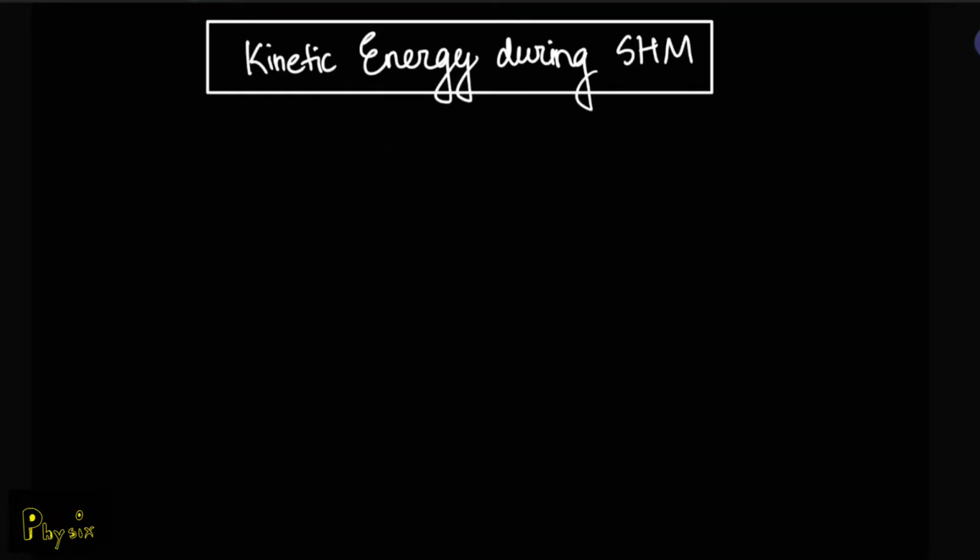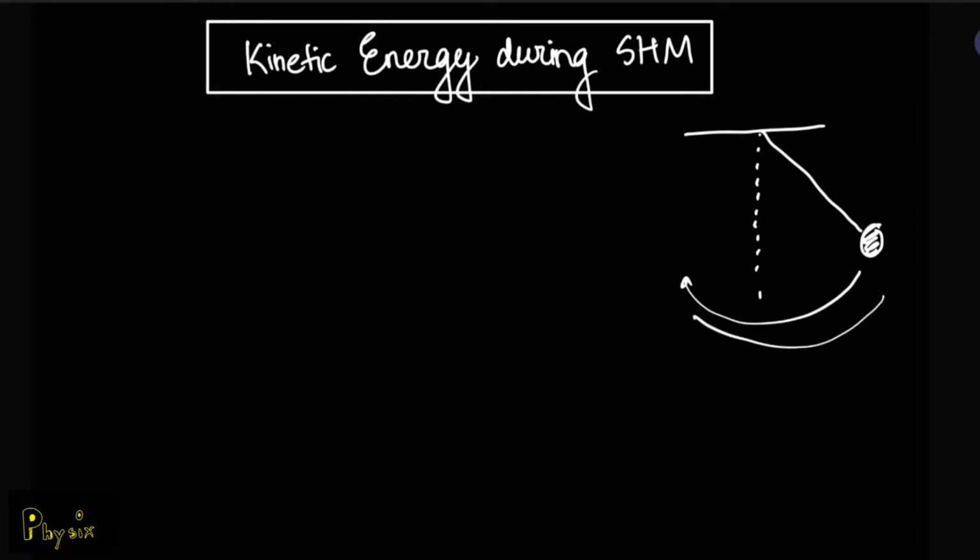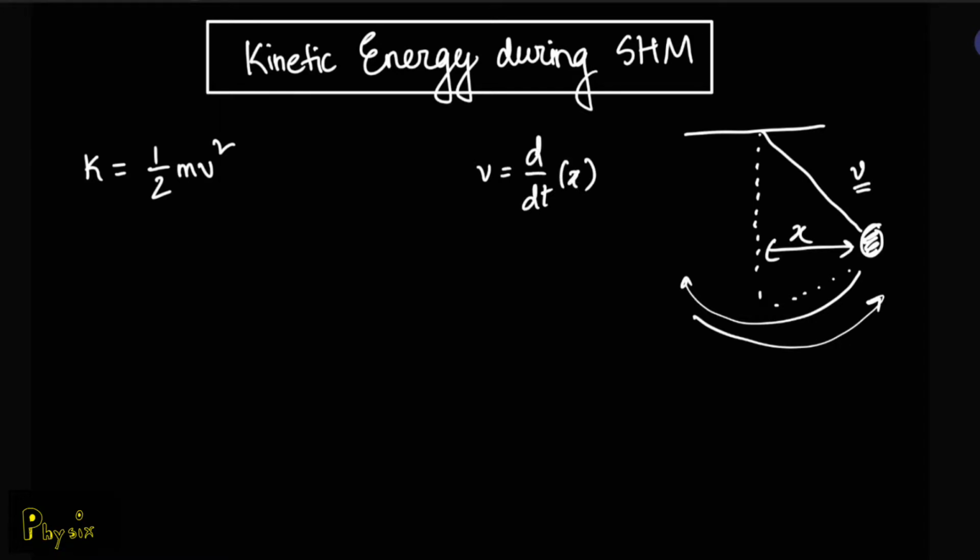The most common example of any particle in simple harmonic motion would be any sort of pendulum, right? The pendulum oscillates from here to here, and in doing so, it crosses particular distances from the position of equilibrium. Let's say that this is x, and at every single point, it has a particular velocity, right? In classical mechanics, we define the kinetic energy as half m v squared, and v is dx/dt, the first derivative of x, the position of the system, right?